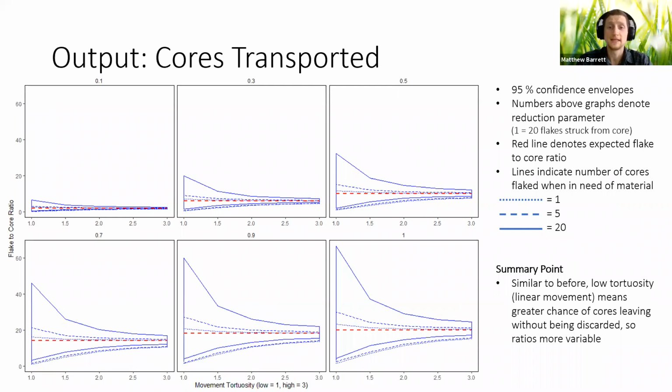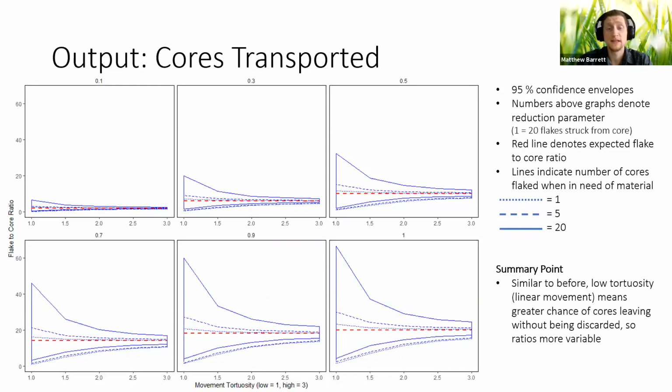If the agent toolkit is empty, a number of cores are flaked and the flakes are discarded. One core is then discarded every step that the agent takes. So we would expect, if no cores were brought in or removed, that flake core ratios would be equal to the number of flakes removed from a core. And as tortuosity increases, flake core ratios approach this value as the chance of local discard increases.